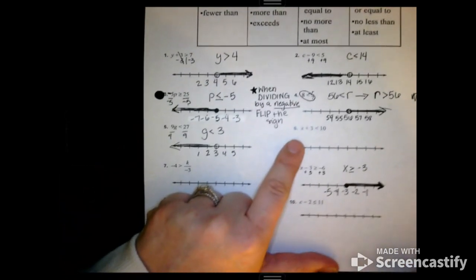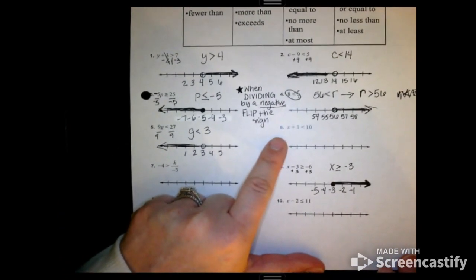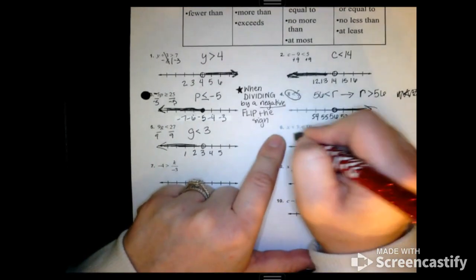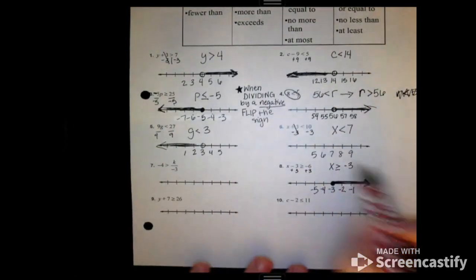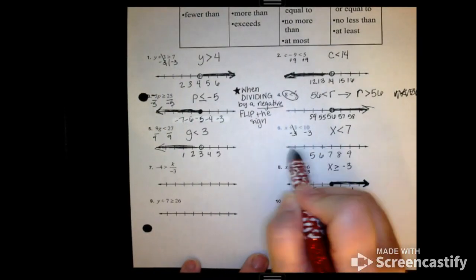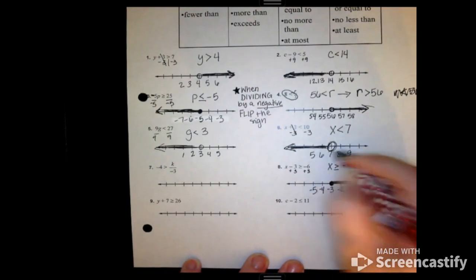Okay, what about this one? What do I do, guys? Okay, it's adding 3s, so the opposite is to subtract 3. 7. Okay, it's going to go left because x has to be less than 7. 5 and 6 are less than 7. What kind of circle? Open.